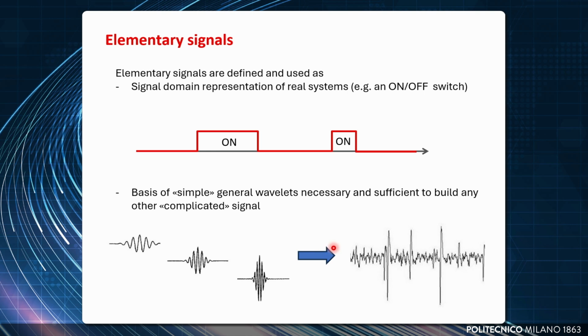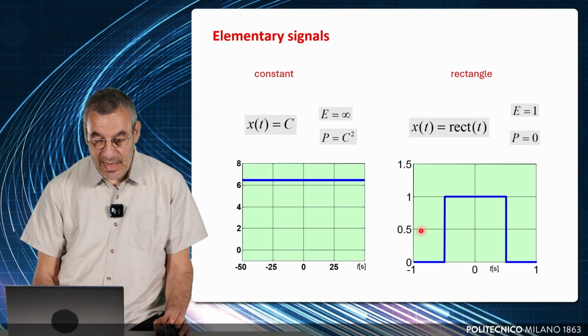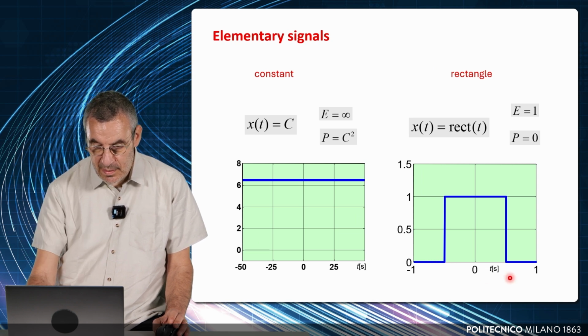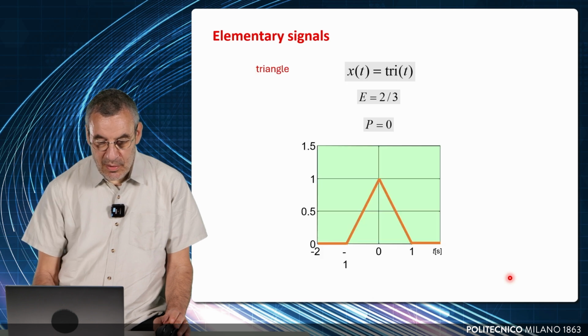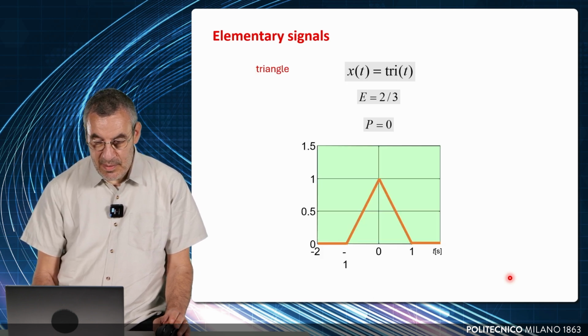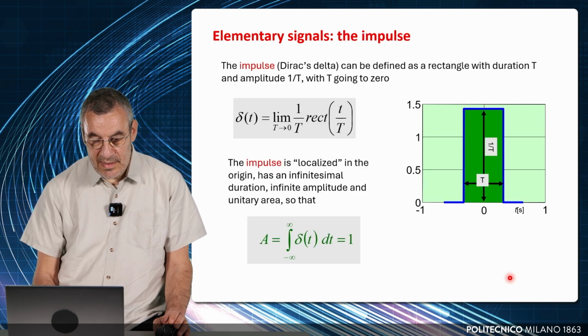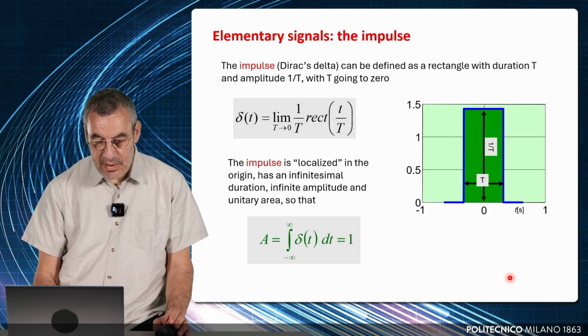Let's see another elementary signal, which is the constant, very simple. The other one is a rectangle. A rectangle is going from 0 to 1 from minus 0.5 to 0.5. And you can have also the triangle, which is going from 0 to 1 like a triangular shape. And you can have the rectangle, but in this case you are trying to reduce the duration of the rectangle and amplify the amplitude so that it maintains the area.